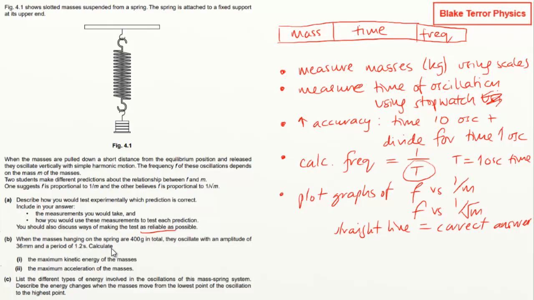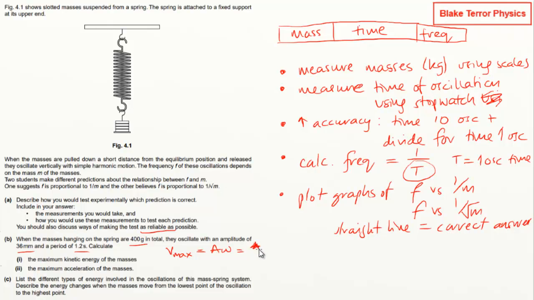So when the masses hanging on the spring are 400 grams in total, they oscillate with an amplitude of 36 millimeters in a period of 1.2 seconds. Calculate the maximum kinetic energy of the masses and the maximum acceleration of the masses. Right, we know Vmax is equal to A omega. So omega is 2 pi over T. So that's A times 2 pi over T.